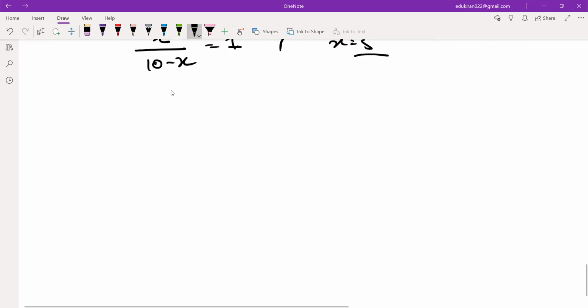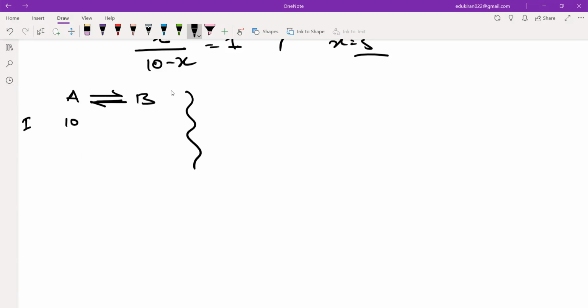Now I am asking if I had A and B. So mainly you can see that you have a table. The table is important, A and B. Now initial is how much? Let us say 10, and initial for B was 0. So what was the change? The change was minus X and this was plus X, yes or no? All of you agree, yes or no?